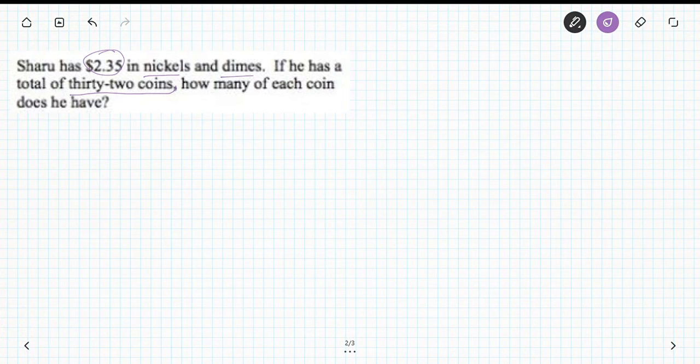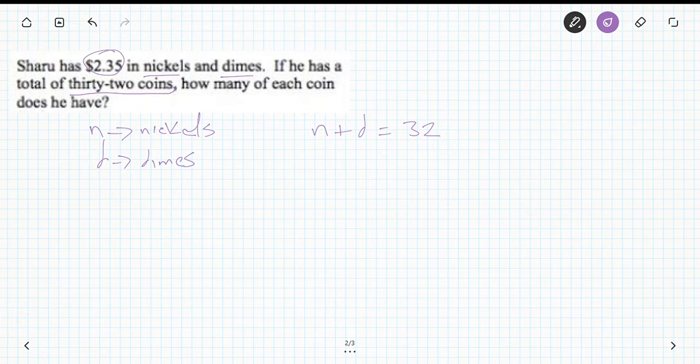So let's go ahead and list the things that he has and that he doesn't know, right? He has nickels, so we're going to put an N for nickels, and we're going to put a D for dimes. Okay. So these are the unknowns, right? So let's go ahead and add our nickels, N plus D. How many coins does he have? He has 32 coins, right? And he also has a total of $2.35.